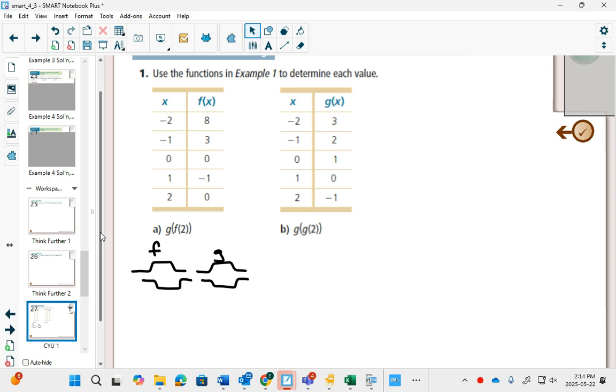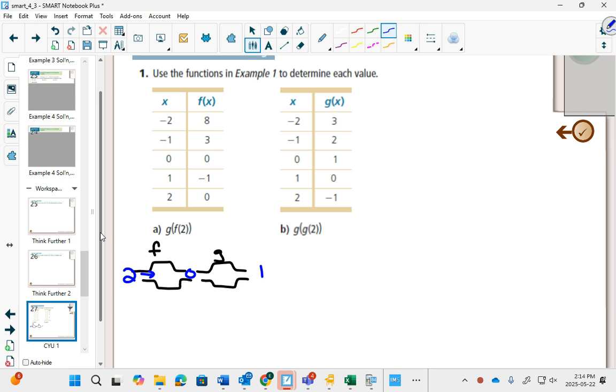First, the number 2 is going to go into f. And according to our chart, what happens when you plug 2 into f? Out would come 0. And then the 0 would go into g. And if you look at this chart, if you plugged 0 into g, out would come 1.